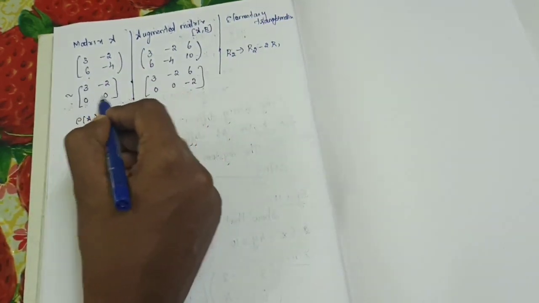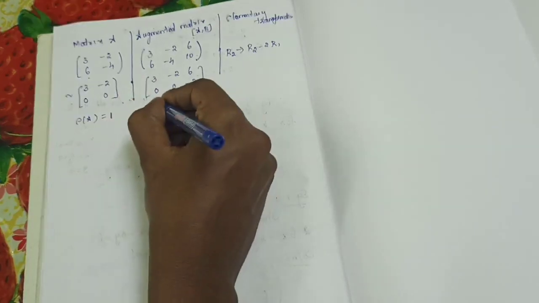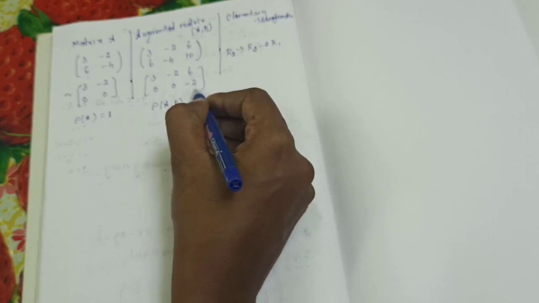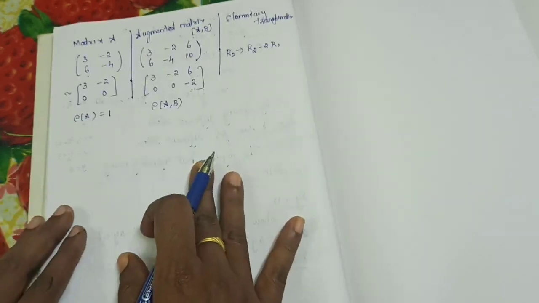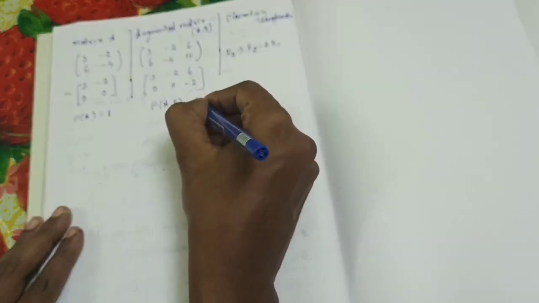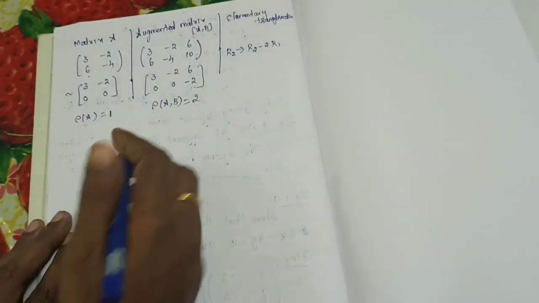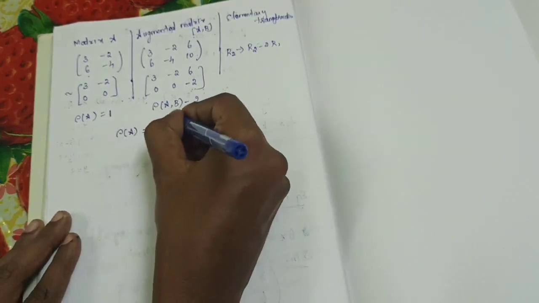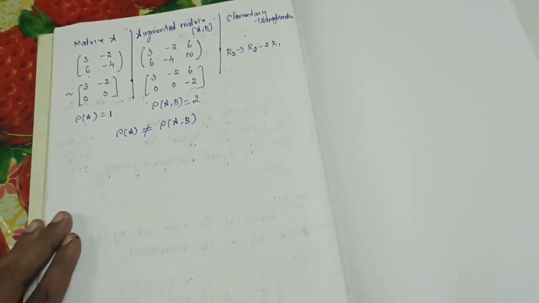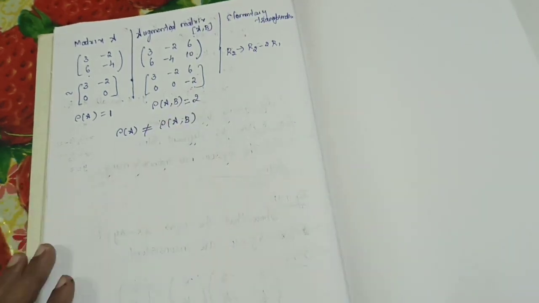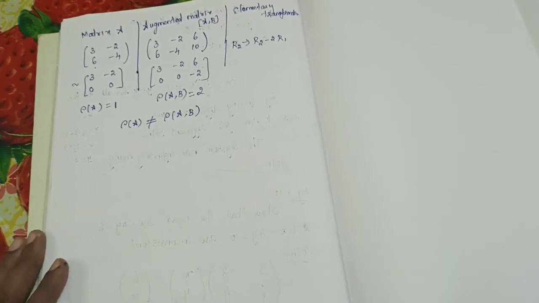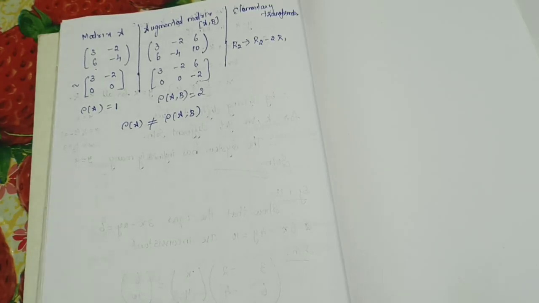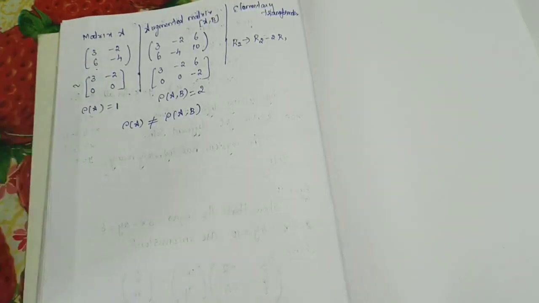Is it right? Okay. So rank of A is equal to how much? How many non-zero rows are there? Only one. Yes. Then rank of A comma B. Now how many non-zero rows are there? This is also a non-zero entry. Am I right? So this is equal to 2. Now see here, rank of A is not equal to rank of A comma B. Understand? Both are not equal.